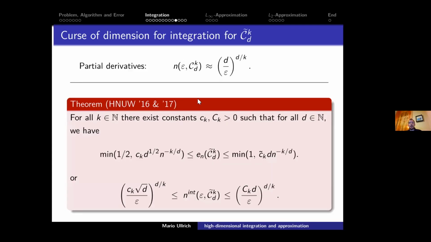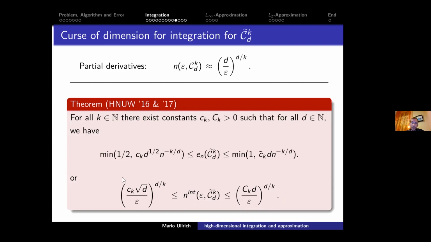Okay, so what do we have for partial derivatives? We get this kind of result. Since I said I want to mention some open problems, let me come back for a second to the class of directional derivatives here. So we know this d divided by epsilon over d to the k, to the power d over k for partial derivatives. If we now take directional derivatives, we don't have a precise answer at the moment. We only know that we have the same upper bound because our upper bound was precisely like that. It's proven like that. The class is smaller, so the upper bound clearly also holds.